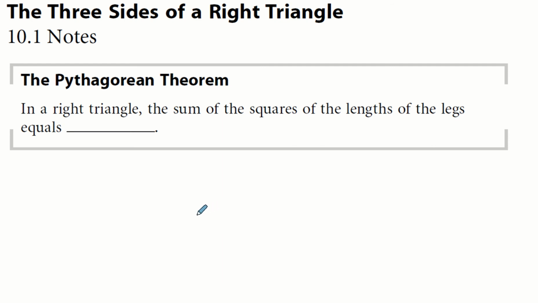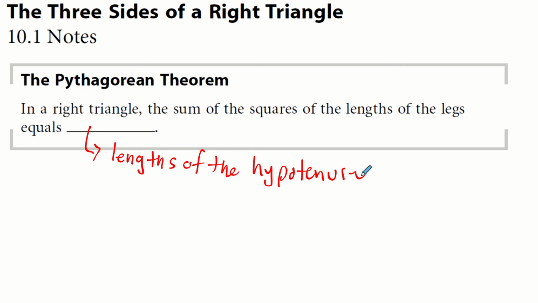Chapter 10. We're going into chapter 10.1. We'll start off with the Pythagorean Theorem. In a right triangle, the sum of the squares of the lengths of the legs equals the length of the hypotenuse squared.